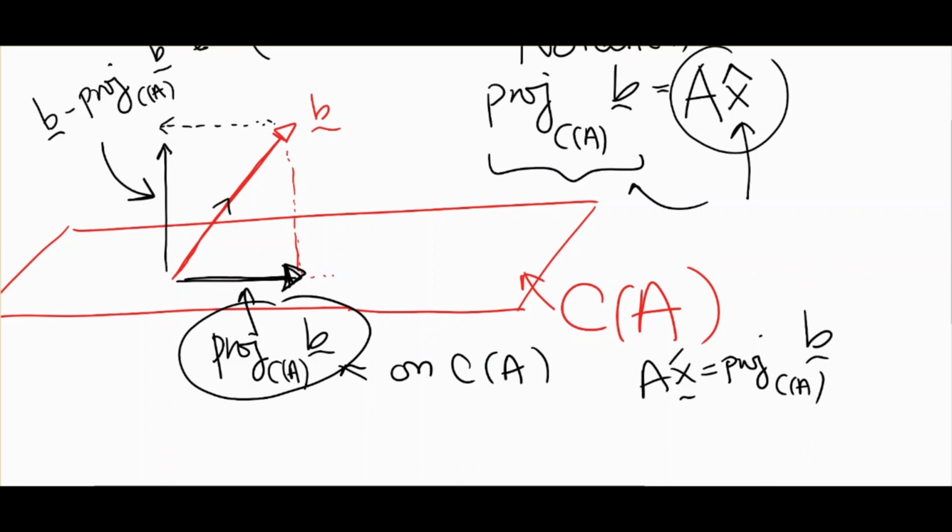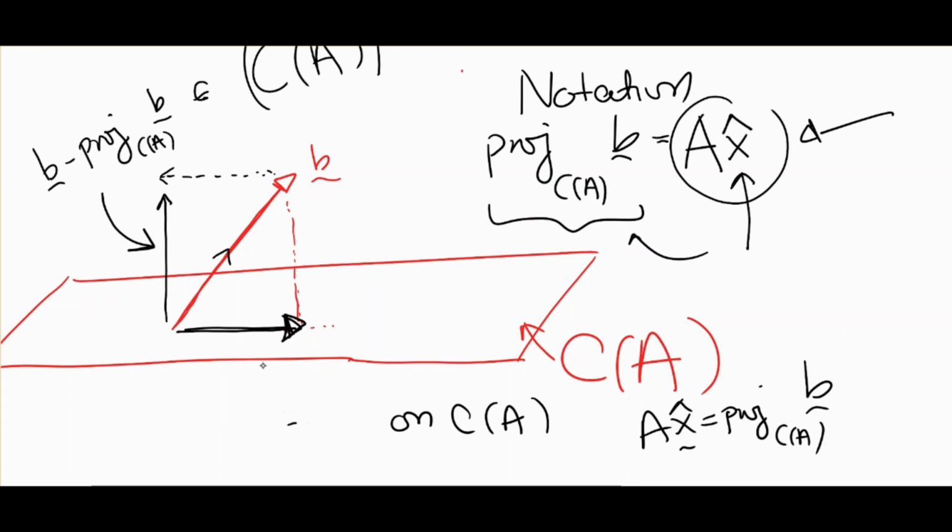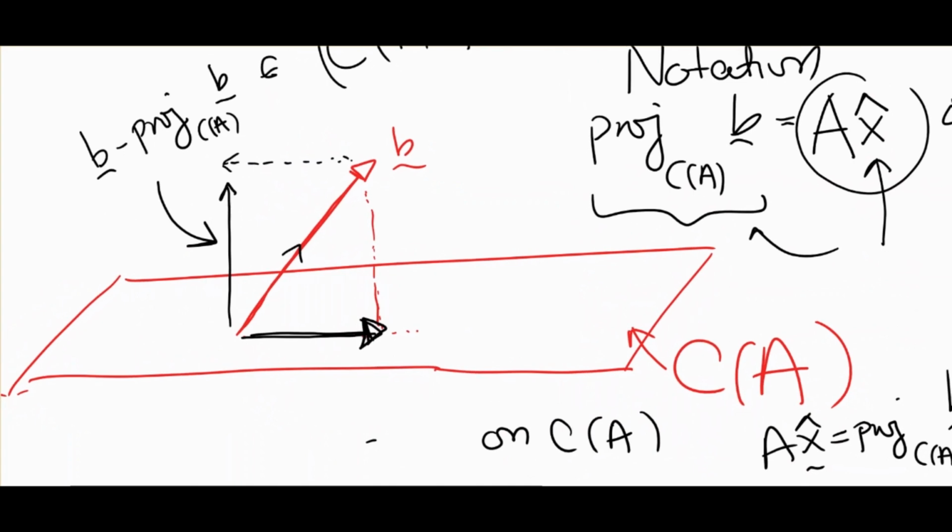We call the solutions AX hat. I don't want to call the projection of B onto the column space of A so many times, so I'm just going to call it AX hat. This is now denoted as AX hat. There's a reason behind all this notation, though. I'm just explaining that to you.